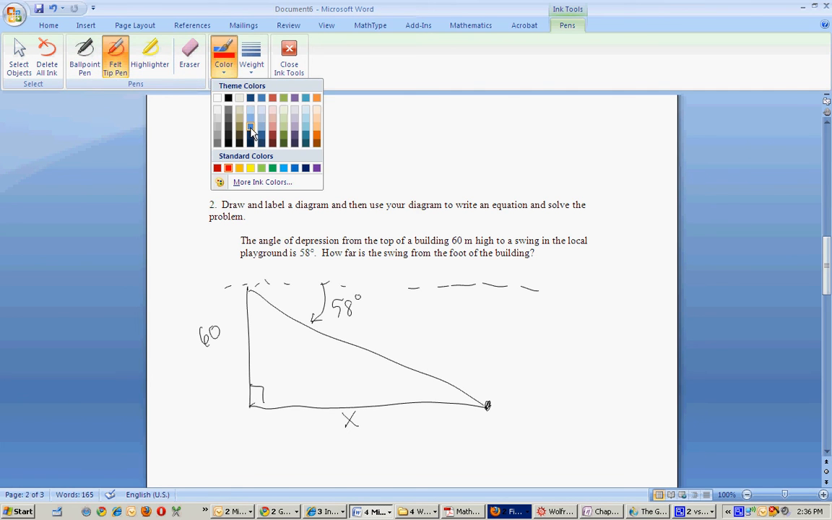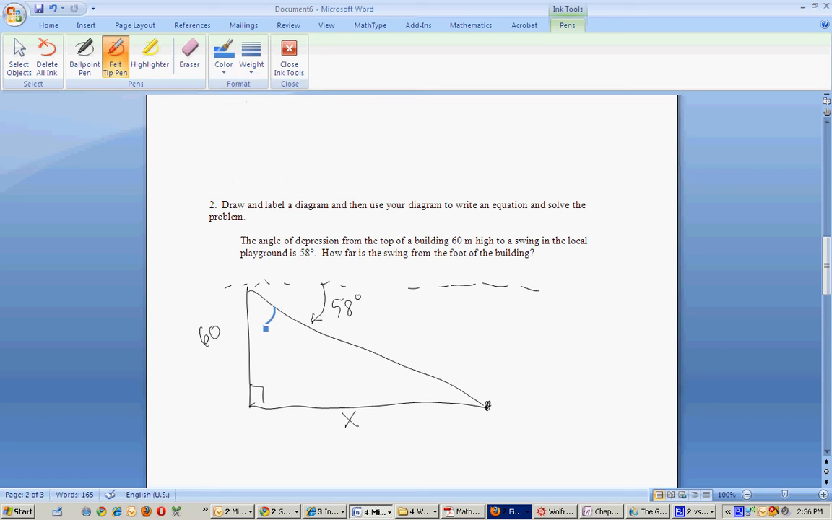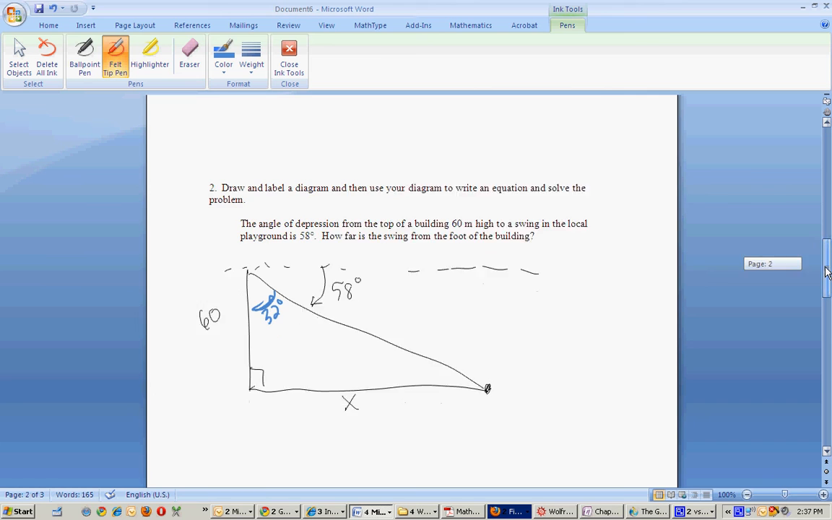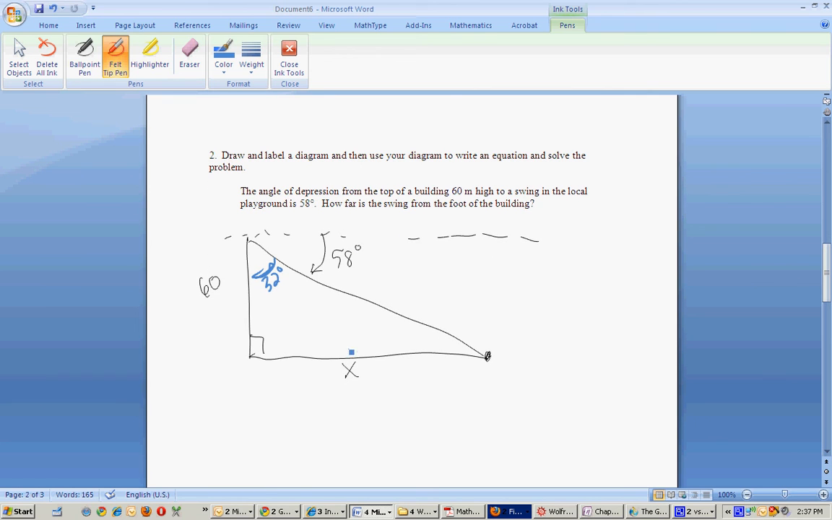We really need to get an angle in here. We need this angle. And specifically, that angle is 90 minus 58, which is 32 degrees. At this point, it should be easy for us to solve for x.